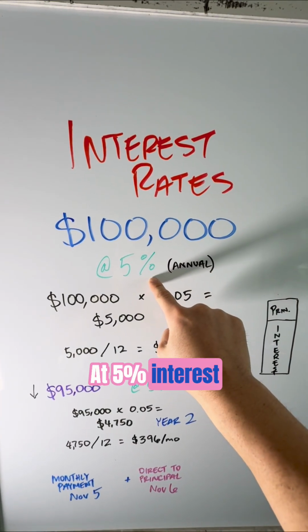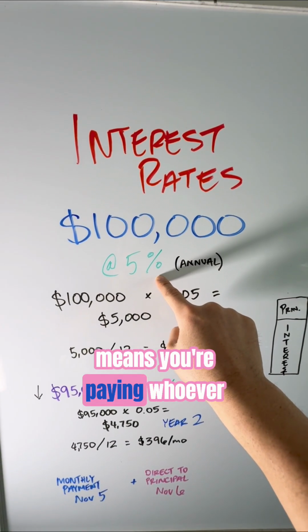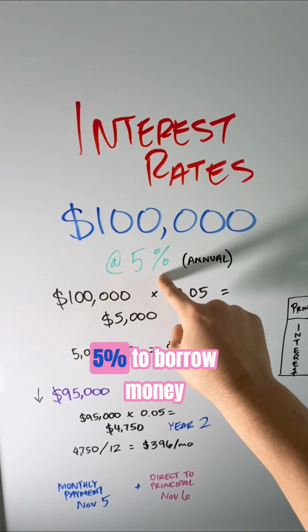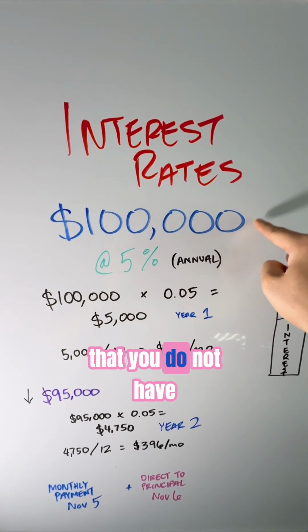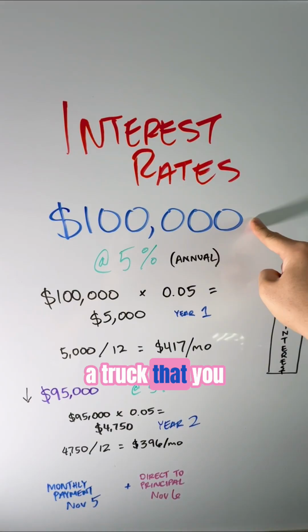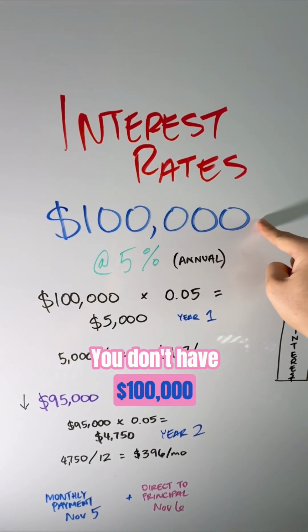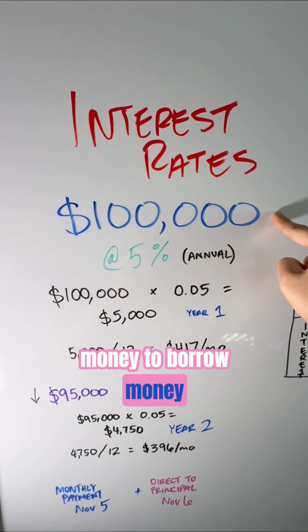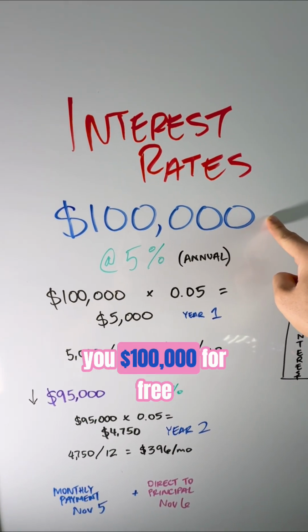At 5% interest means you're paying whoever you're borrowing the money from, let's just say a bank, 5% to borrow money that you do not have. Let's say it was a truck that you needed to buy. You don't have $100,000, so essentially it takes money to borrow money. No one's going to lend you $100,000 for free.